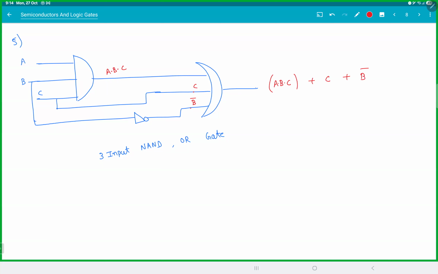So plus signs. Clear how to write the output for 3 terminals? A dot B, it is A dot B dot C. So take out C common here. This will be A dot B dot C plus 1 dot C plus B bar. If you take out C common, it will be A dot B plus 1 dot C plus B bar. A dot B plus 1 is 1. Anything plus 1 is 1 only, isn't it? The OR gate plus 1 is 1 plus B bar. 1 dot C is C, so it is C plus B bar.